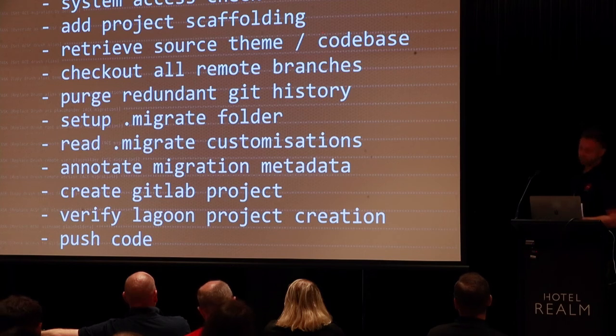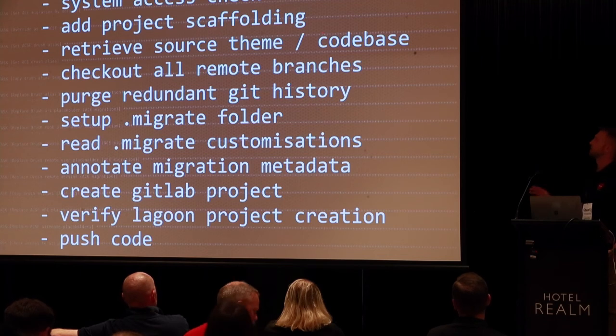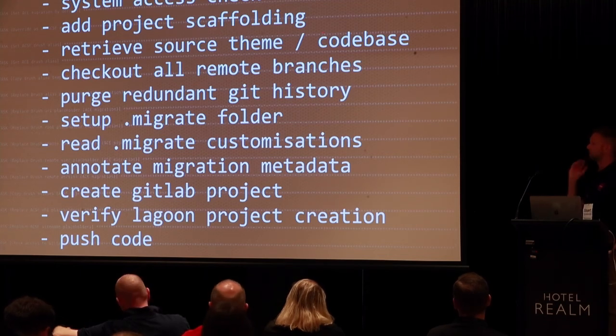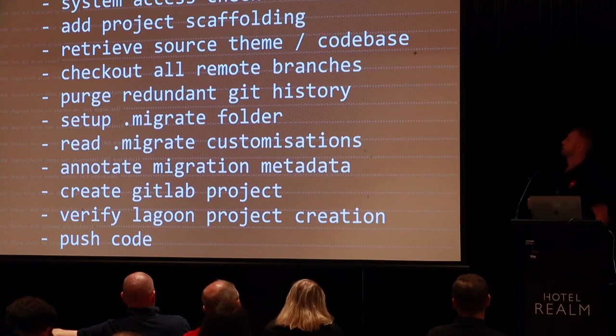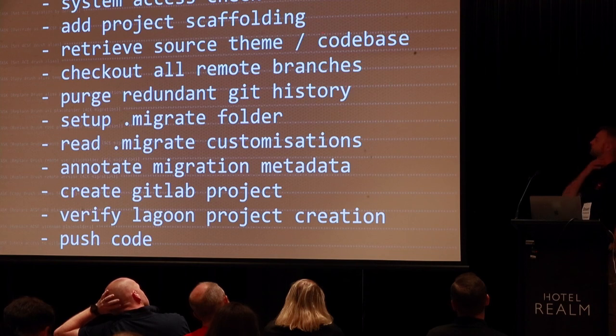We also add all the project scaffolding. So those files that Alex mentioned that make up the root code base of the deployed project get added at this step. We retrieve the source theme, so we go to that GitHub repo, we pull the theme down, or an ACE codebase. And then we do a lot of massaging of the file system. So we grab all of the Git history, all of the branches and tags. We purge redundant stuff. So in a theme, we just care about subfolders and remove the rest of the Git history. We set up a migrate folder so we can do perpetual migrations over the same code base. We populate migrate YAML file, which contains configuration.